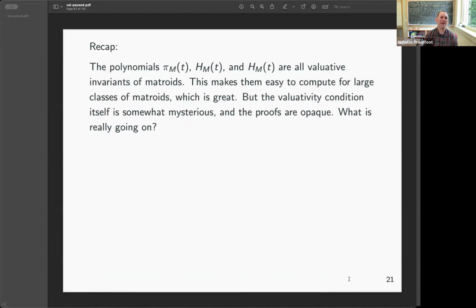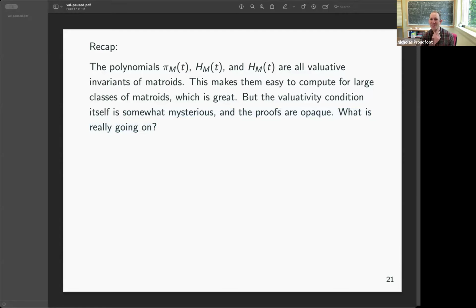Okay, quick recap. The Chow polynomial and the augmented Chow polynomial are all valuative invariants of matroids. That makes it easy to compute for large classes of matroids, which is great. But I still regard the valuativity condition as somewhat mysterious and the proofs as opaque, and it's a little hard to tell what's going on.